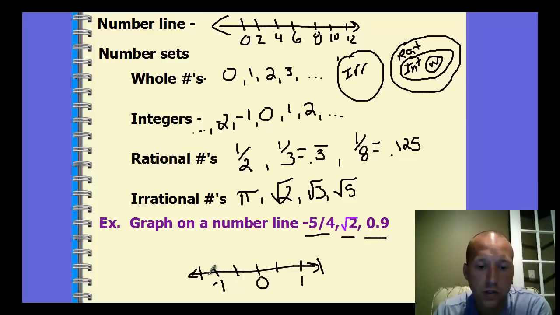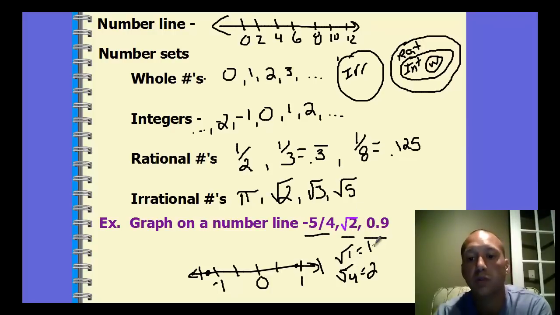Then -5/4, we use filled-in circles. So it's -1/4. Let's do 0.9. 0.9 is right before 1, obviously. And then square root of 2. I know square root of 1 is 1. I know square root of 4 is 2. Square root of 2, I know approximately what it is because 2 is closer to 1 than to 4. So square root of 2 is going to be closer to 1 than it is to 2. I also know it's actually about 1.4. So I can put a big filled-in circle there. A little messy, but let's keep moving on.